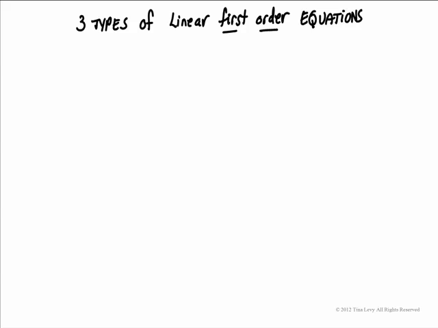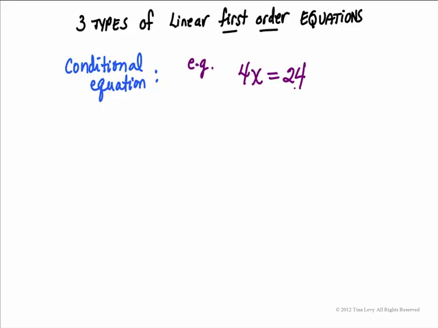When we have a first-order linear equation, there are three types. We have what's called a conditional equation. A conditional equation is one where the equation is true on the condition that there be one value. So for example, if I say 4x is 24, this is an equation that is only true when, as we can see, dividing both sides by 4, x is 6. So this is a true equation only for the value x equals 6.